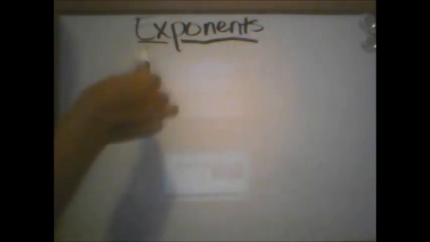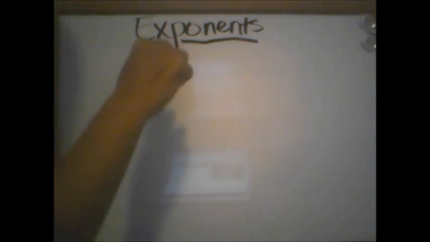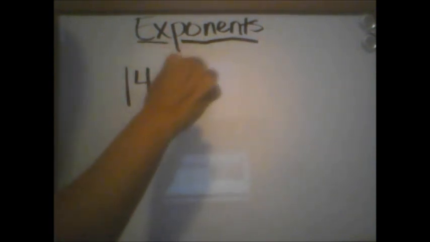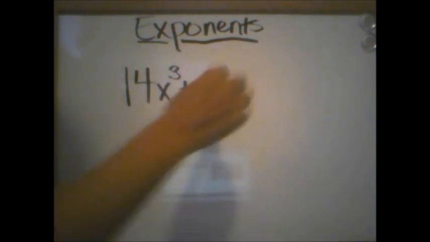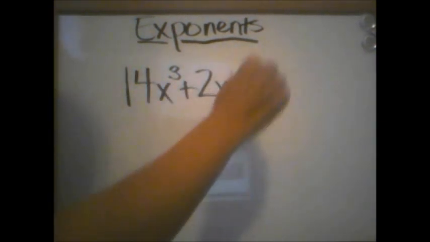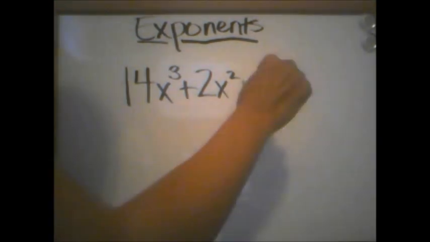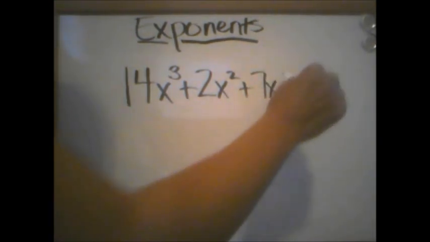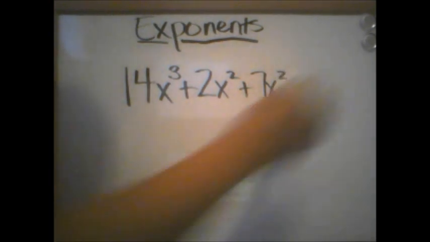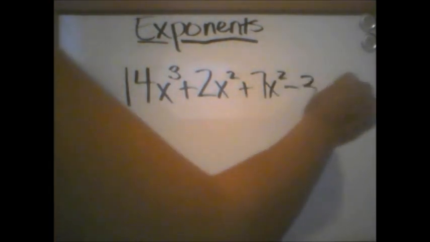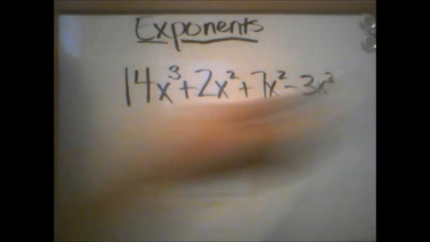Okay, let's look at one more, so that way I know that you get the concept. And then we can do a couple of examples. This one is going to be a big one, so let's just pay attention to this one really quickly. 14x to the third plus 2x squared plus 7x squared minus 3x to the third.